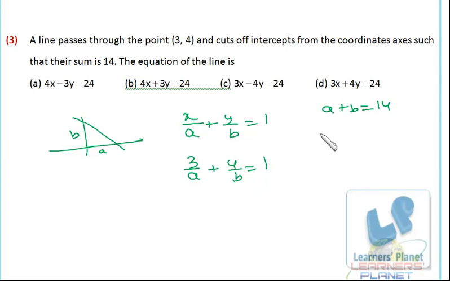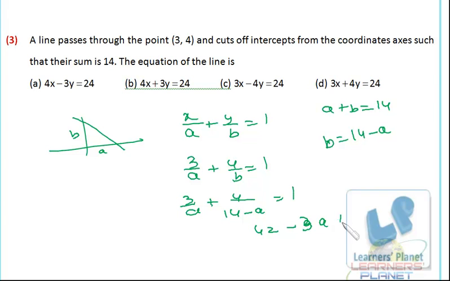So what you can do is you can put the value of B from here, that is 14 minus A. B is equal to 14 minus A, and I put the value of B over here. So it is 3 by A plus 4 upon 14 minus A is equal to 1. So it is 42 minus 3A plus 4A is equal to 14A minus A square.